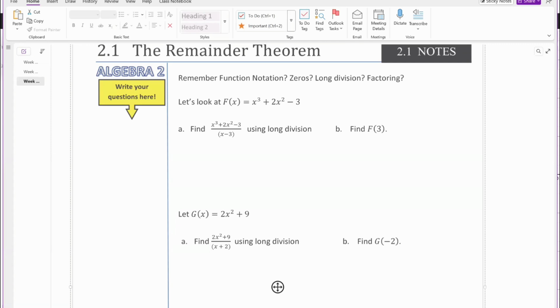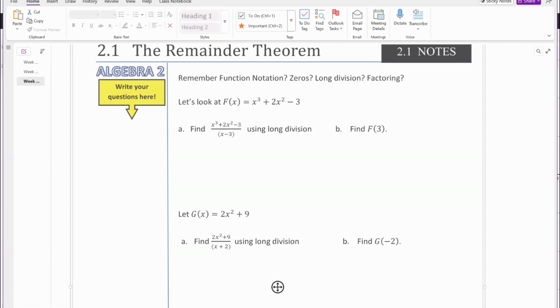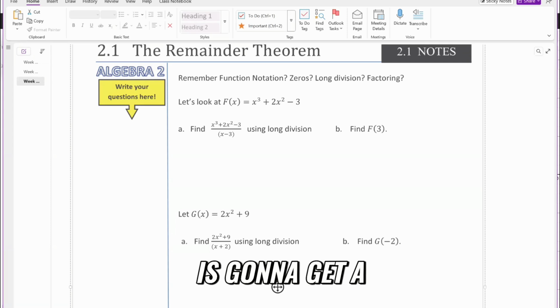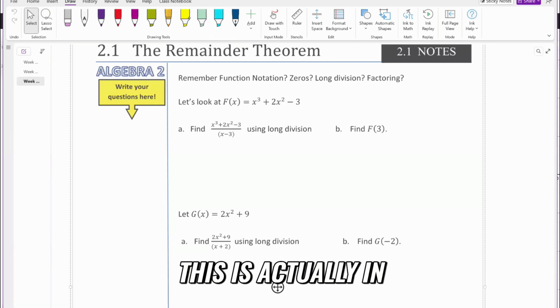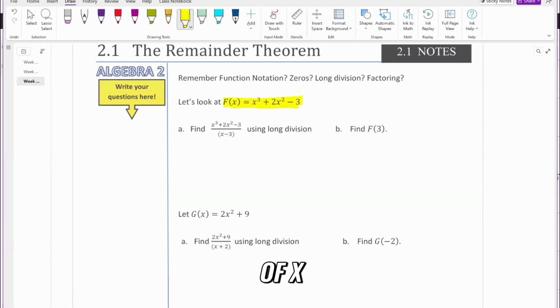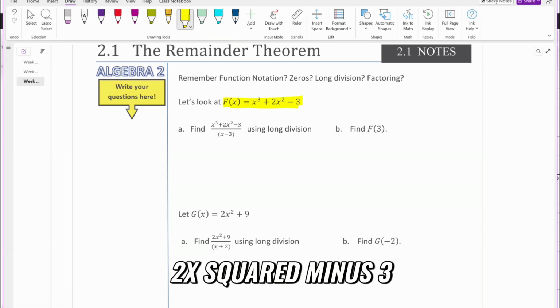So some of this should still be a review, but the terminology and how we use them is going to get a little more complicated. So this is actually in function notation. This says the function of x is x cubed plus 2x squared minus 3.